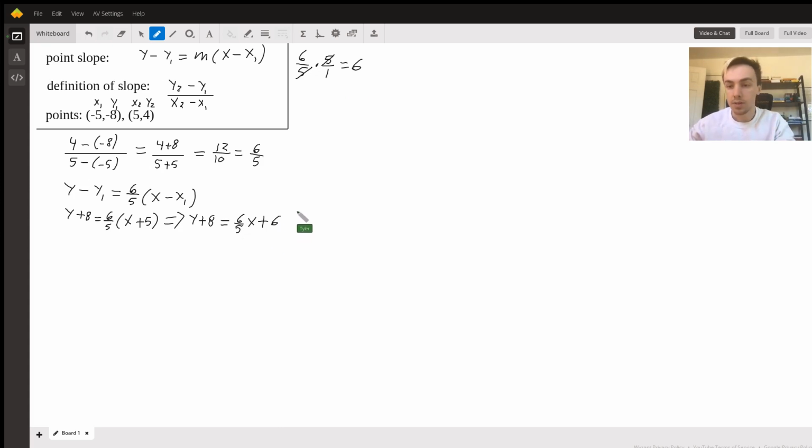And now all we have to do to get it into the form we like is subtract 8 from both sides. And so finally, we just get y is equal to 6/5 x minus 2. Now, you said in your question that you needed to find the b value. Remember that our standard form is y equals mx plus b. This is y-intercept form. So the b value here would be -2. I hope that answers your question.